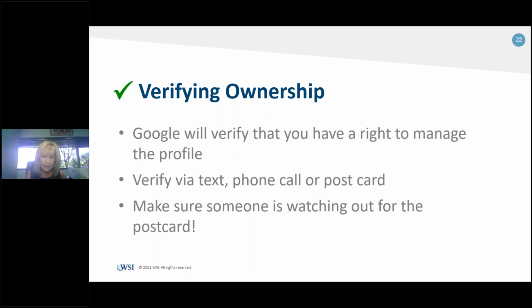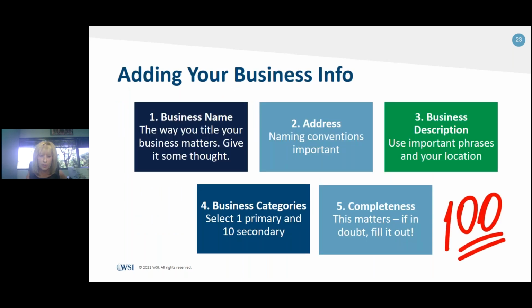Or these days, it seems like Google's sending a lot of postcards. That postcard is snail mail to your physical address. So it may take a week or 10 days. You need to alert whoever's receiving your mail not to throw that away. It's not a piece of junk. It's a PIN number that you need to verify this listing. So just those are tips for verifying ownership of the account.